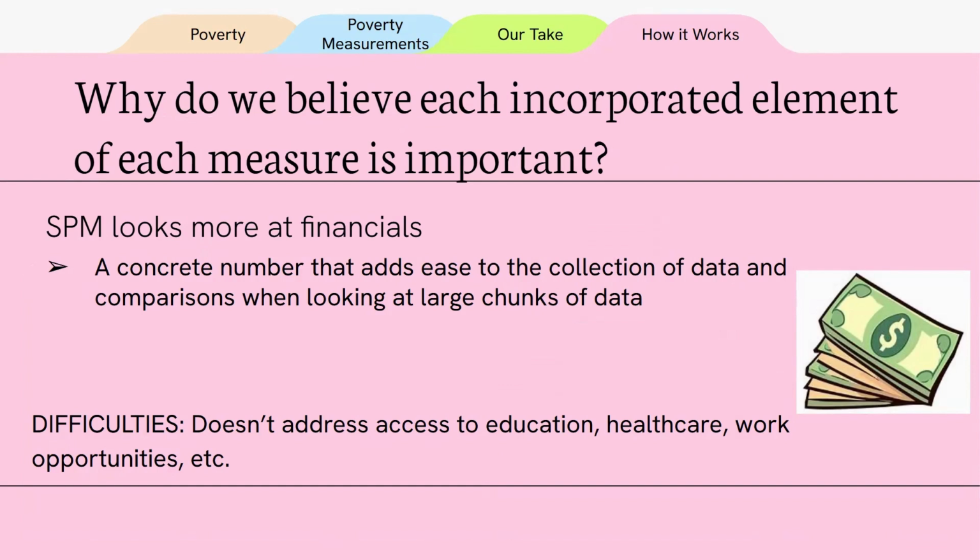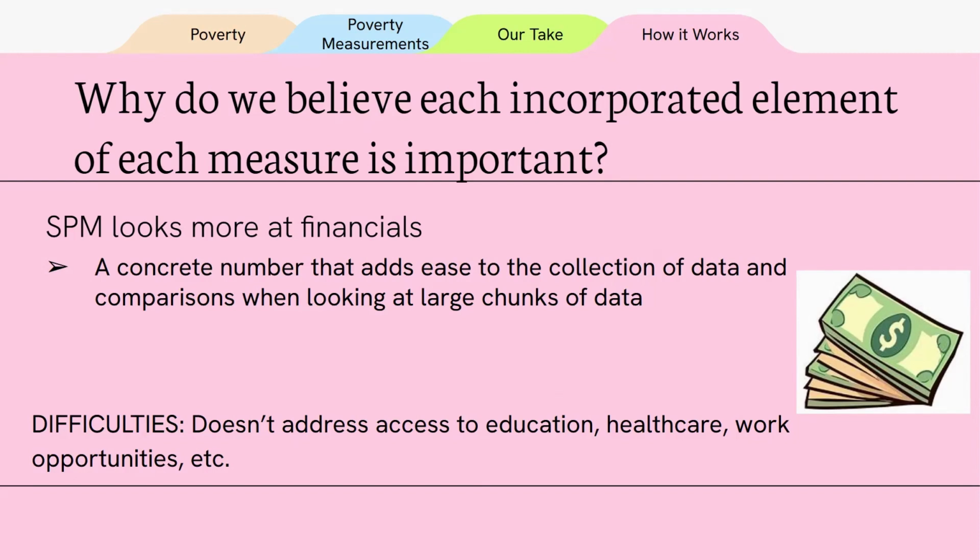Why do we believe each incorporated element of each measure is important? Well, the SPM provides the government with a concrete number that adds ease to the collection of data and comparisons when looking at large chunks of data. However, since it does not account for education, healthcare, work opportunities, and more, it is also beneficial to apply the capabilities approach on the community level to really hone in on quality of life and the dignity of the people.